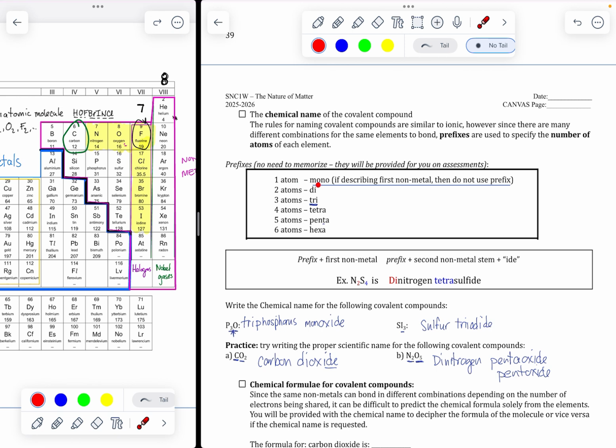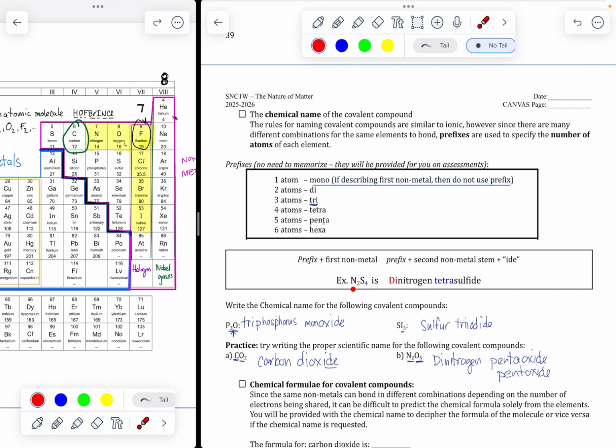So when you have one atom, you say mono, di is for 2, tri is for 3, tetra is for 4, 5 is for penta, and hexa is 6 atoms. How do we name them? So we will always say the prefix first, and then the first nonmetal name, then another prefix, and the second nonmetal name with "ide" at the end.